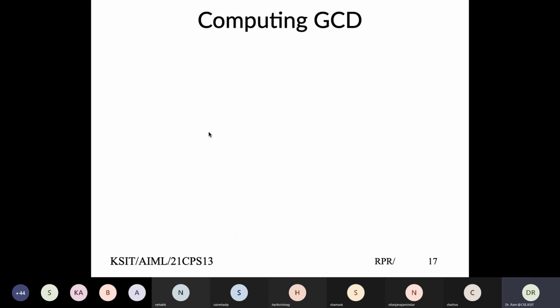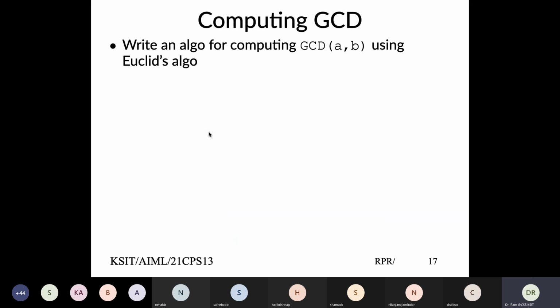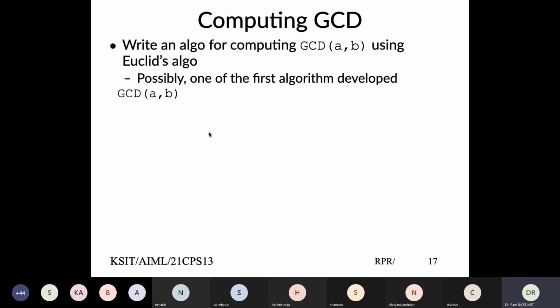Now, how do you compute GCD using recursion? We'll look at Euclid's algorithm, which is basically that you keep finding the differences, and once you cannot find the differences, you get the answer. So GCD of A comma B by Euclid's algorithm: if A is equal to 0, the answer is B. Otherwise, if A is greater than B, you call GCD B comma A, which basically means the first number is always smaller than the second number.